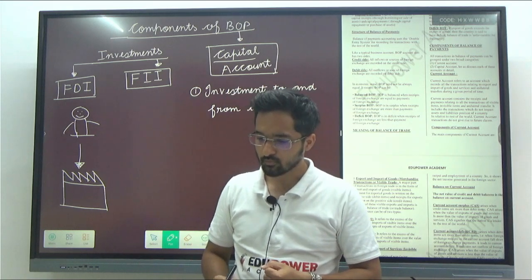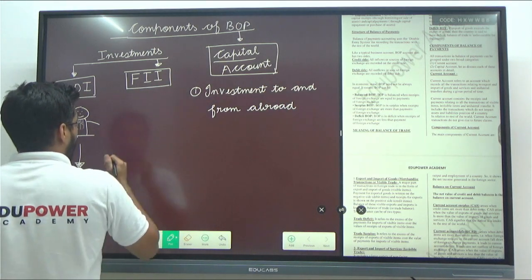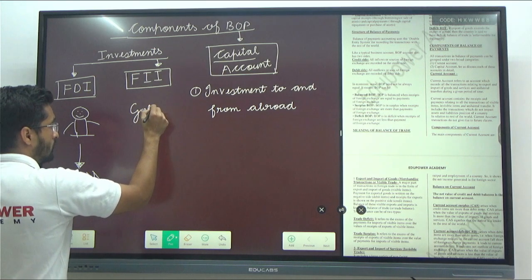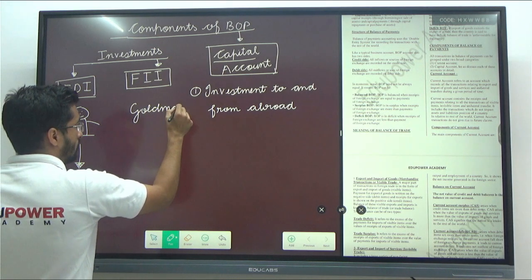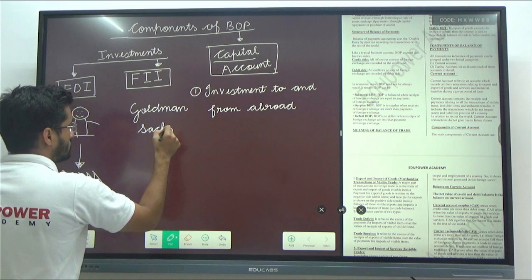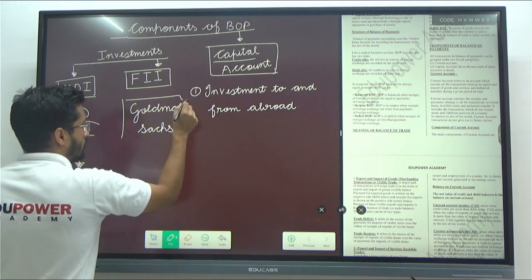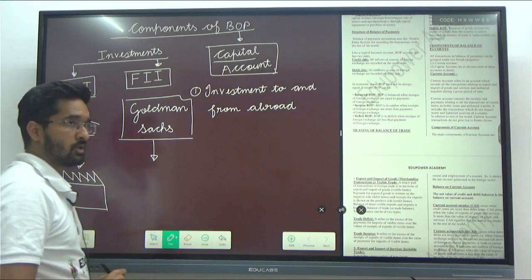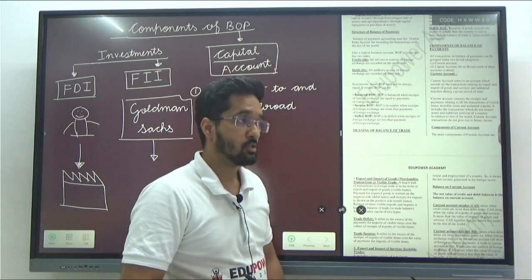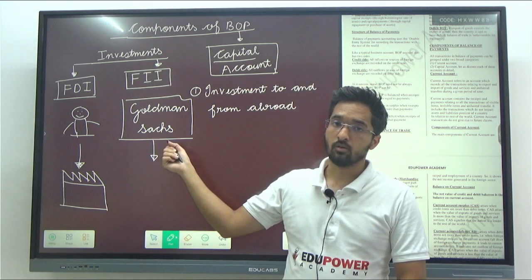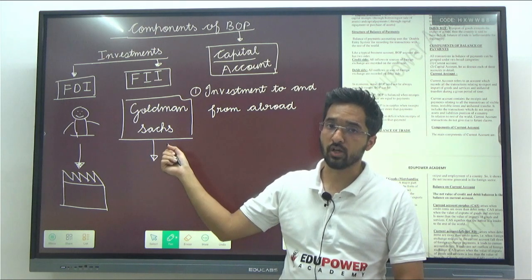For example, we have a foreign investment bank. Suppose we have a foreign investment bank called Goldman Sachs. What will it do? It will come to India? No, it will not come to India. No need of coming to India. They will directly buy the companies who are listed on the stock exchange.